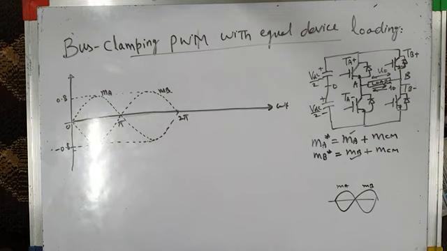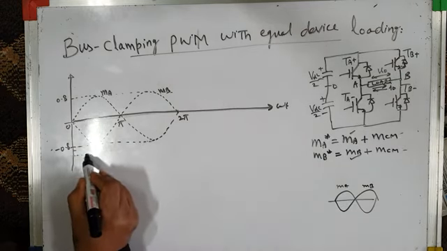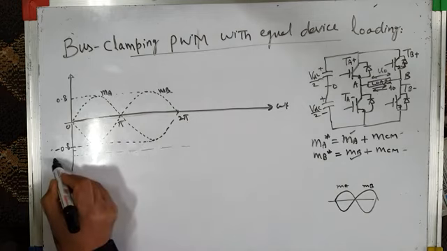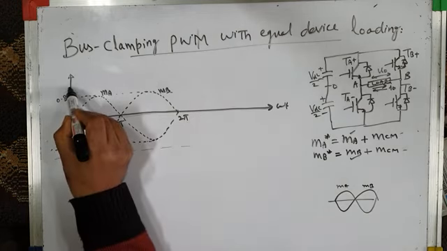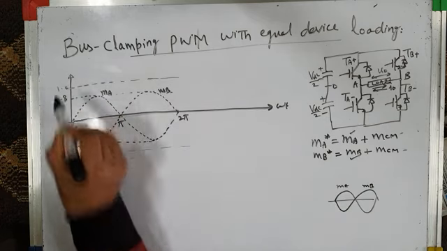Now, to this MA and MB I have to add a common mode voltage. What type of common mode voltage will I add such that I get bus clamping with equal device loading? So this is, for example, the minus 1.0 point, and this is the plus 1.0 line.